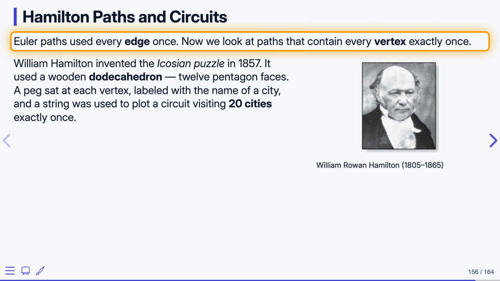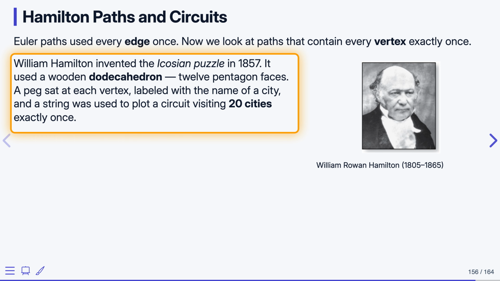An Euler path used every edge one time. Now we change the rule. The change is small, but the effect is enormous. We want a path that visits every vertex one time. This idea comes from William Hamilton. In 1857, he made a puzzle called the Icosian Puzzle.